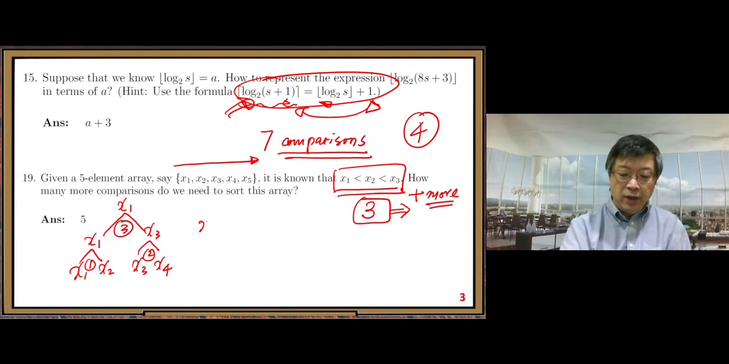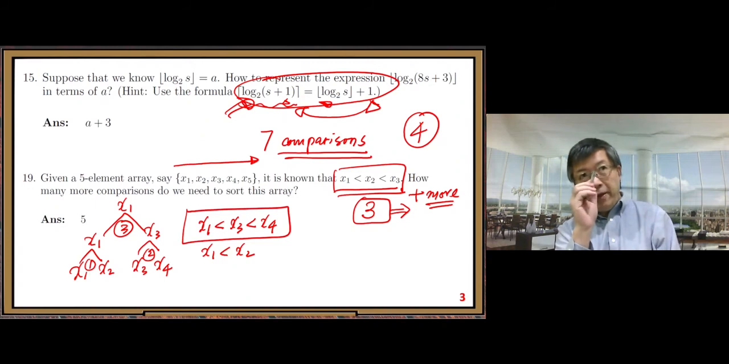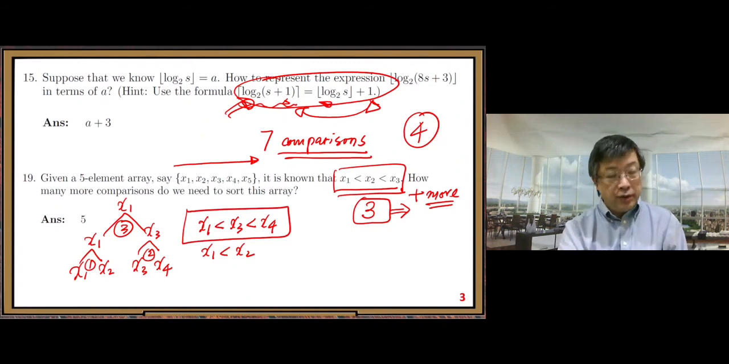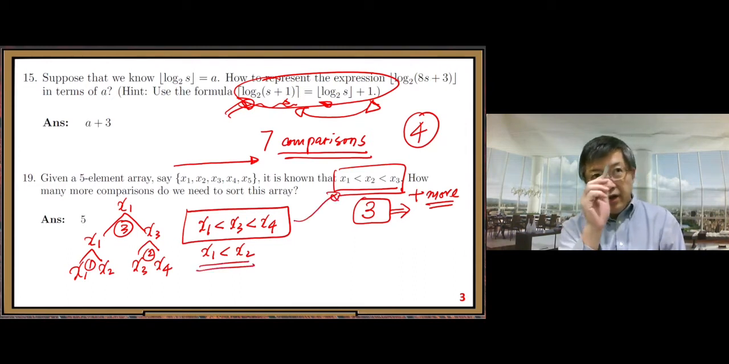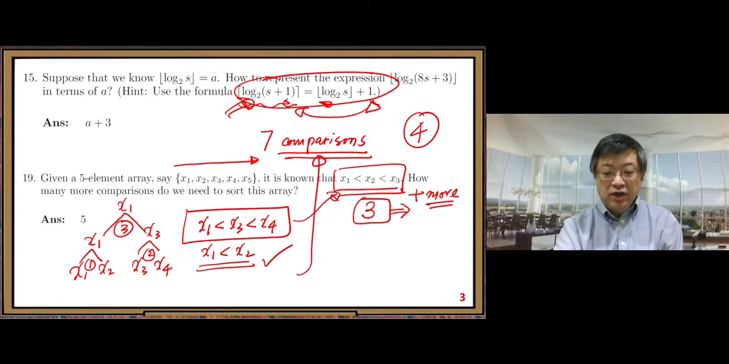You get x1 less than x3 less than x4, right? But you also have x1 less than x2, right? So that means you get more information than an ordered 3-element array, because you have this another important piece of information. This is useful to help you use fewer comparisons.